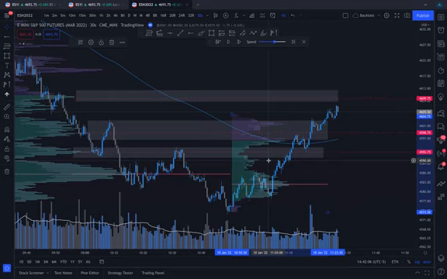So probably a little bit longer of a video than I intended, but I hope that gives some clarity as to how we conceptualize volume profile and then how we use it to help us with our scalping entries and exits. Okay.